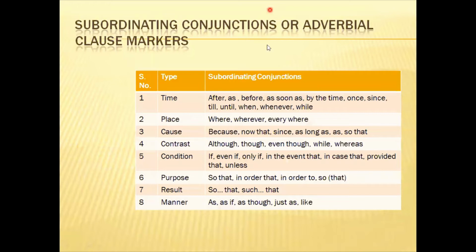So now, subordinating conjunctions, or adverbial clause makers. With what words are we making the adverbial clauses? The words which are used for time are like this: after, as, before, as soon as, by the time, once, since, till, until, when, whenever, and while. These are the words which are used for adverbial clauses of time. So whenever you use these words, this is nothing but the adverbial clause of time. Do remember that it is the type of adverbial clause.